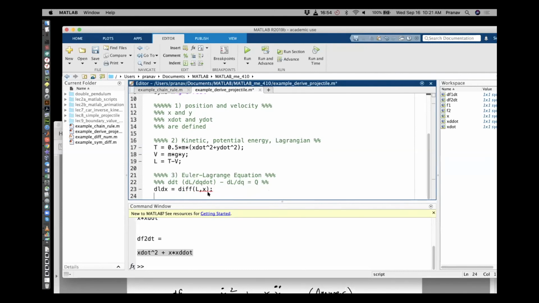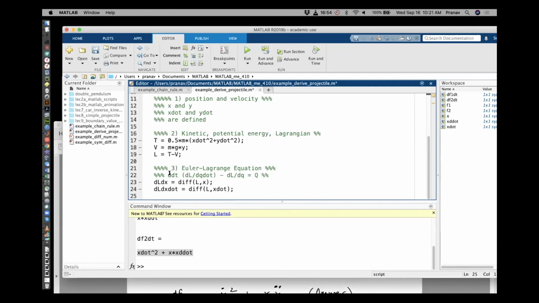So it's very simple. Next, let's do dL/dx dot, with capital L just to be consistent. So this is going to be this term, which is also pretty simple. It's diff(L, x dot). Okay, so far so good. Now let's do d/dt of this term. The way I'm going to denote it is as ddt_dL_dxdot. And this is the term which consists of those four parts.